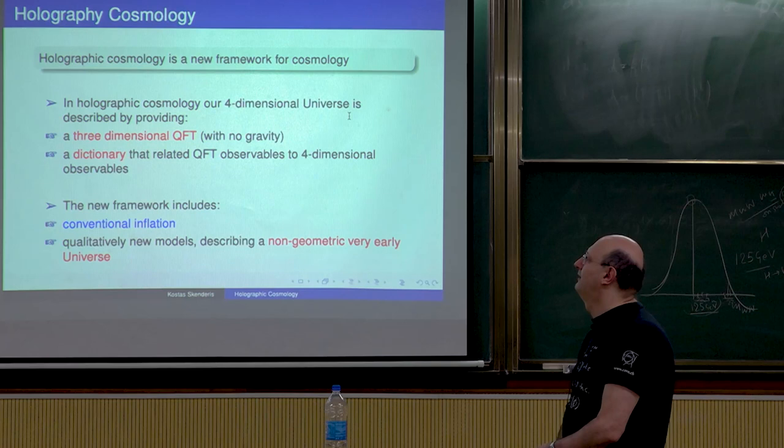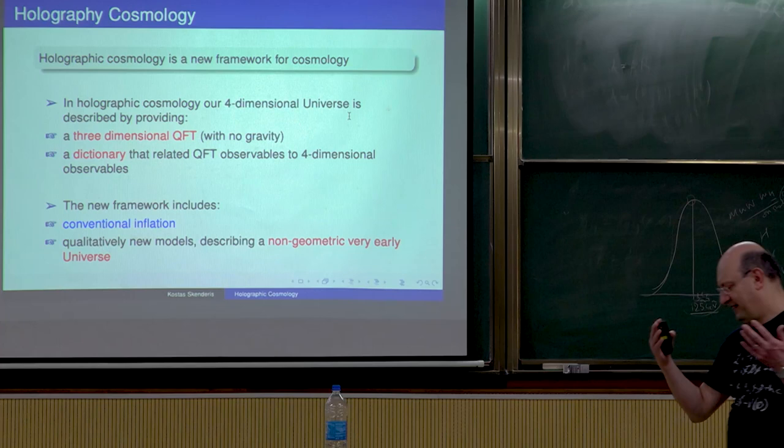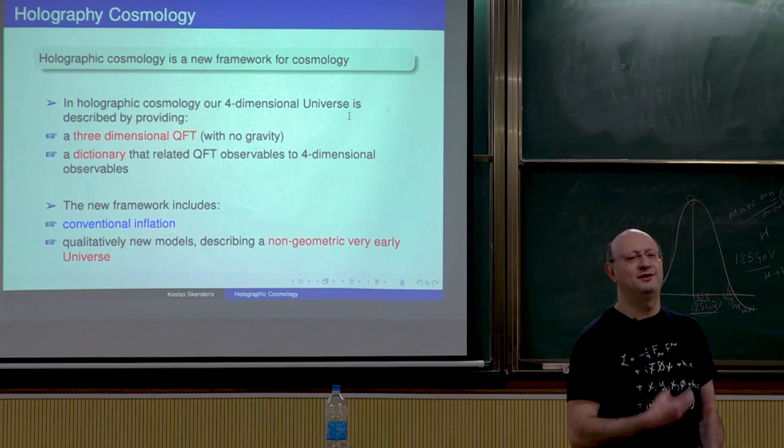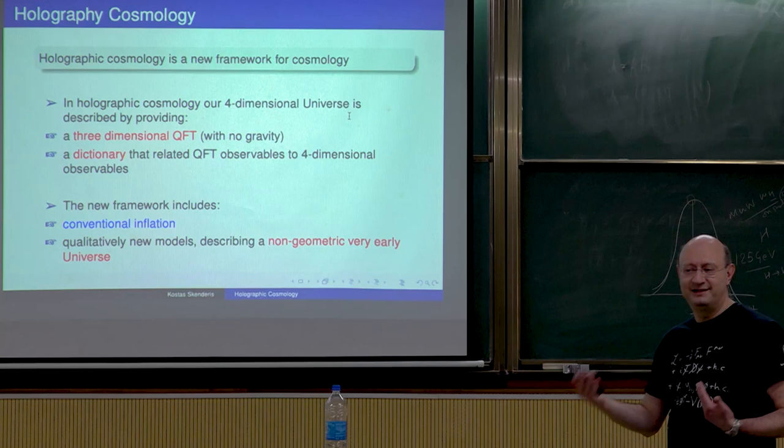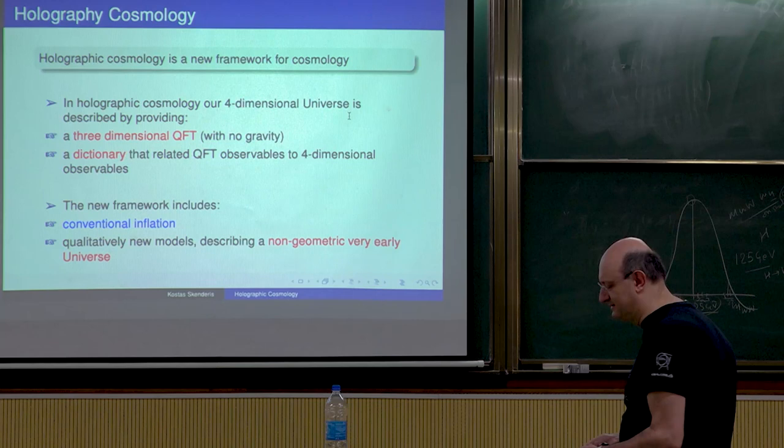So now, instead of starting the traditional way, with Einstein gravity, where you say I have gravity coupled to matter, you solve Einstein equations, so you have your model, and then you work out the predictions, and then you compare with data. Here you start from a different perspective. Your starting point is not Einstein gravity coupled to matter. The starting point is a three-dimensional quantum field theory. So you classify your models by the type of quantum field theories you could consider.